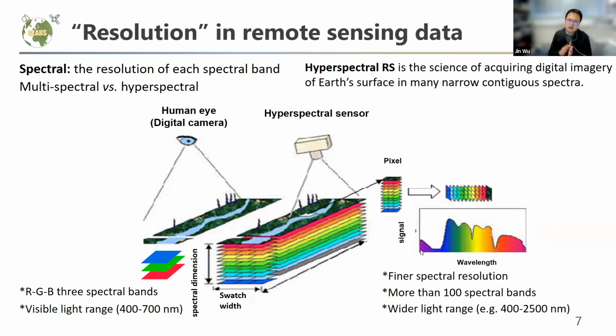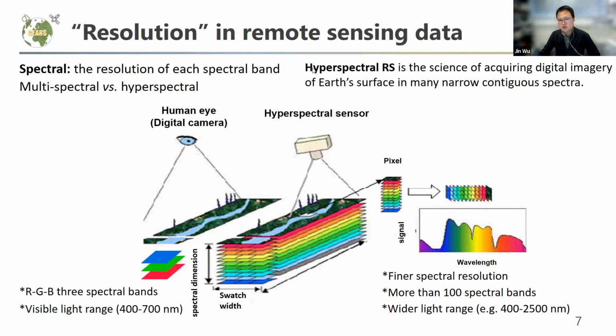Hyperspectral remote sensing has some important features. One is that the spectral resolution is much finer compared with multispectral data. Secondly, they often have a really high dimension of spectral data. And also, they can sometimes cover a wider light range, including the visible light and sometimes going beyond the visible light.